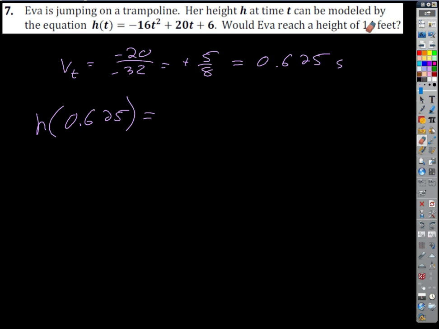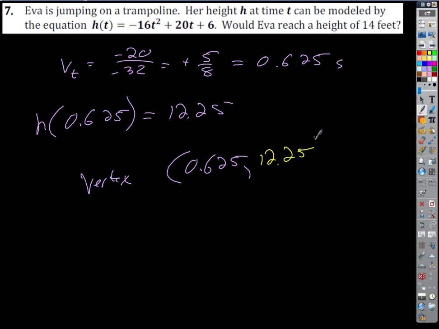Yeah, on the way up and the way down, right? What if the vertex has an h coordinate, so the second coordinate is like 13.5? No, then she peaks out at 13.5 and she wouldn't get there. She would reach 12.25. 12.25, okay, so we know the vertex has coordinates 0.625, 12.25, so the answer is no, right? That's the highest she gets. That's going to be her max height, okay?